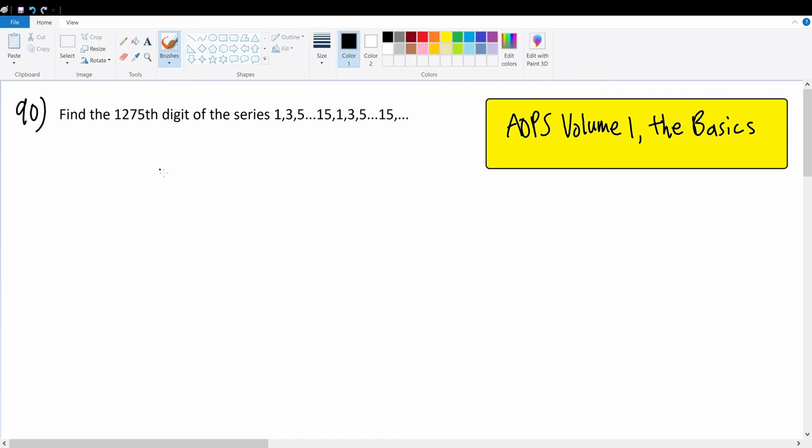And you can simplify this down very easily. So 1, 3, 5, 7, 9, 11, 13, and 15. That is the series. And we want to find the 1275th digit of this series.